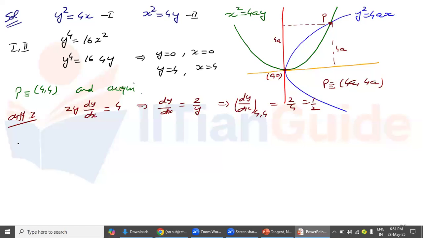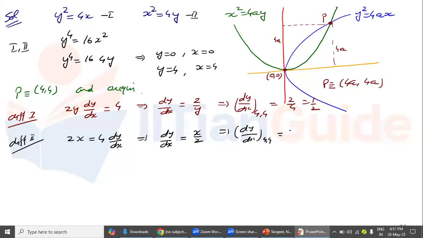Now I'm differentiating equation number 2. Okay. X square is equal to 4y. Just differentiate, do d by dx. So I'm just writing 2x, it's equal to 4 dy by dx. So if I simplify, I'm getting dy by dx, that is also equal to half. No, something wrong. 2x, okay, I'm getting x by 2. I need to find dy by dx at the point 4, 4. If I put x to be 4, 4 by 2, that is 2. So m1 is half, m2 is 2.